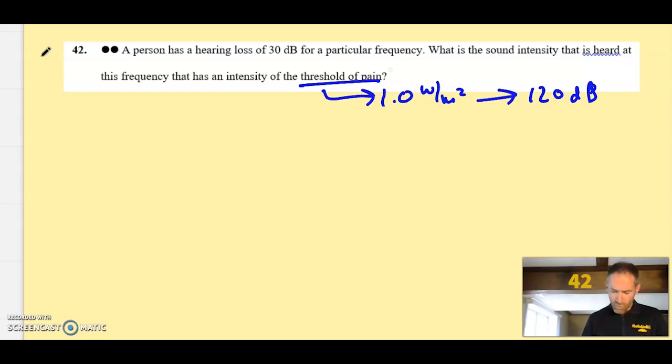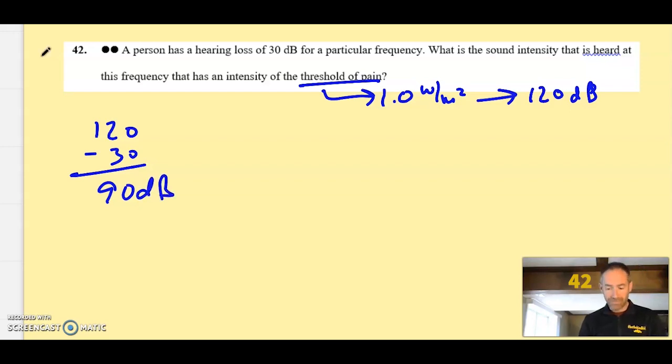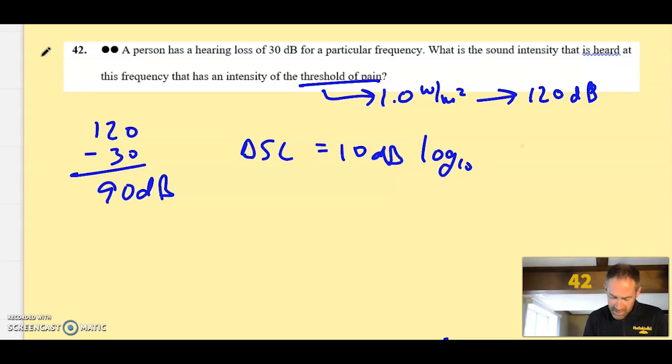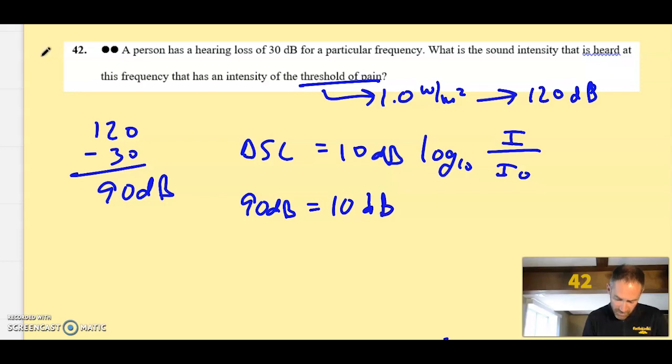So all that is to say, when we hear this sound, the average person is getting 120 decibels at 1 watt per square meter. This person is hearing 120 minus 30, or only 90 decibels of intensity level. So they want to know what is that sound intensity that's actually getting into their eardrum. Well, easy enough. I can say that the change in sound level is 10 decibels log base 10 of I over I naught. And so I'll put my 90 decibels here, and my 10 decibels there, log base 10 of the answer over the threshold of hearing.